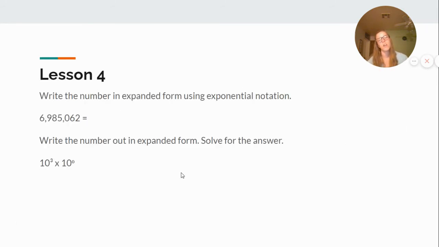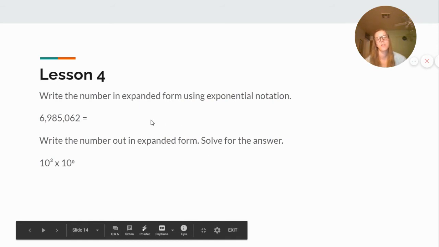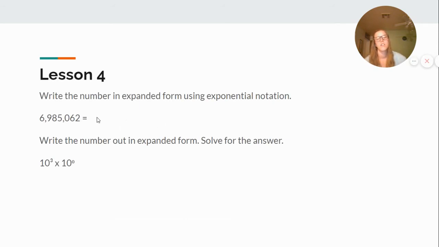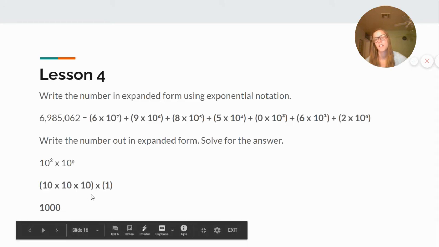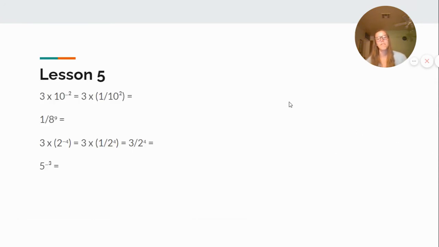So lesson 4, write the number in expanded form using exponential notation. This is when we also looked at 0 as an exponent. So 2 to the 0, or 2 times 10 to the 0. So we have 7, 6, 5, 4, 3, 2, 3, no 2 because there's a 0 there, 1 and 0. This one, write the number out in expanded form, then solve for the answer. 10 to the 3rd, 10 times 10 times 10 times then 1, because anything to the 0 power is 1, is 1,000.